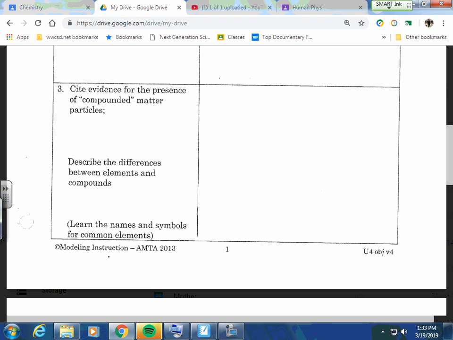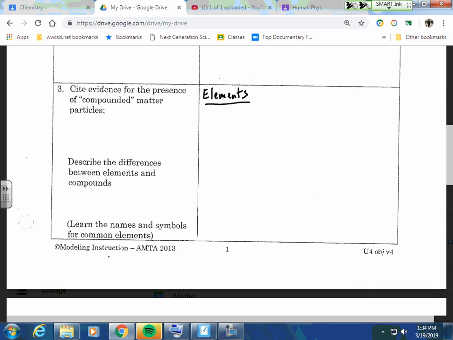All right, number 3, cite evidence for the presence of compounded matter particles. Describe the differences between elements and compounds. Learn the names and symbols for common elements. So let's talk about the elements and compounds. We definitely need to be able to identify the difference between those, all right? So elements and compounds are both pure substances.